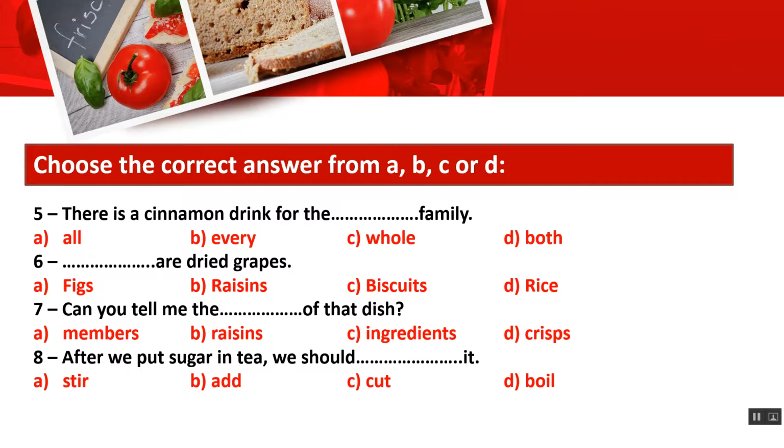There is a cinnamon drink for the whole family. Raisins are dried grapes. Can you tell me the ingredients of that dish? After we put sugar in tea, we should stir it.